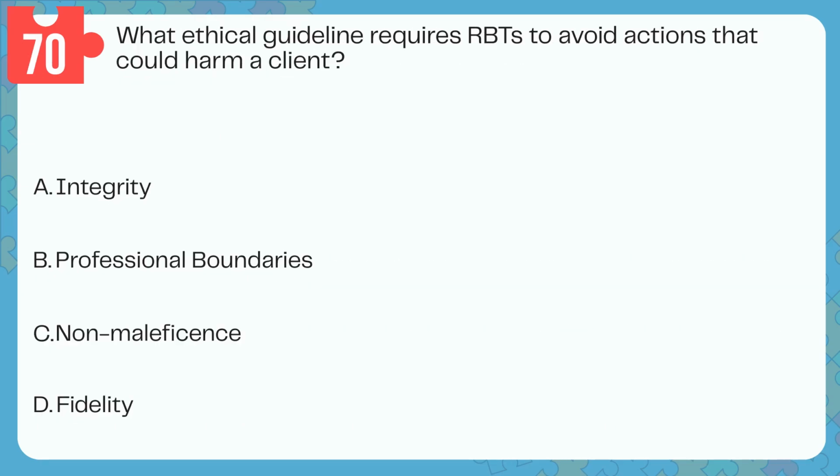Question 70. What ethical guideline requires RBTs to avoid actions that could harm a client? A. Integrity. B. Professional boundaries. C. Non-maleficence. D. Fidelity.